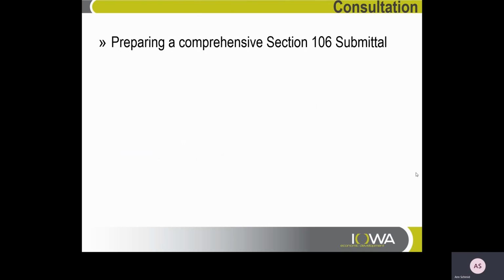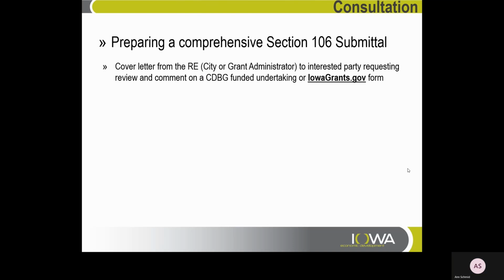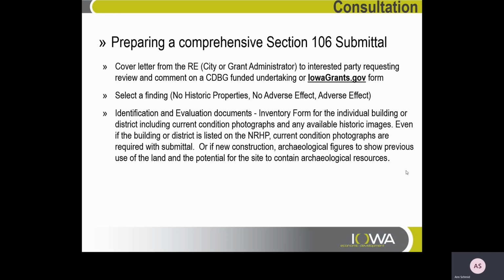Preparing your consultation documentation. You'll want to include some form of a cover letter or narrative description of what your project is and what your role is and how you came to your finding. In iowagrants.gov, you will need to select one of those federal findings we talked about as a drop-down: no historic properties, no adverse effect, adverse effect.